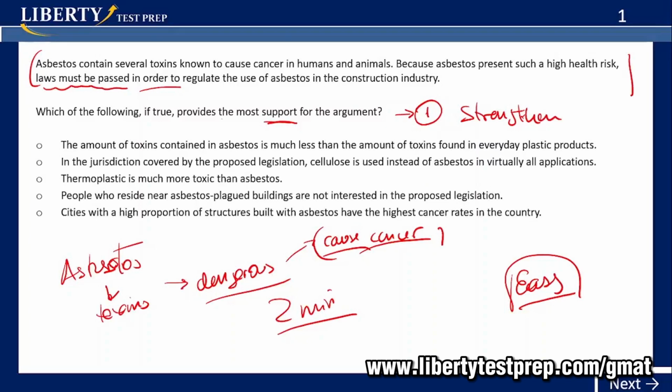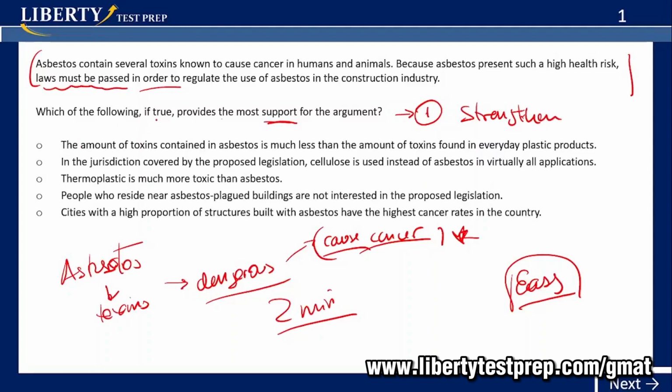Because if we are going to strengthen the regulation, if we're going to argue for the regulation, we want to say that asbestos is very dangerous. So we just want to keep on adding things. Okay, we already know it causes cancer, but if we give any sort of new information regarding cancer or regarding any other drawbacks that the use of asbestos may present. Okay, so now let's see the first one.